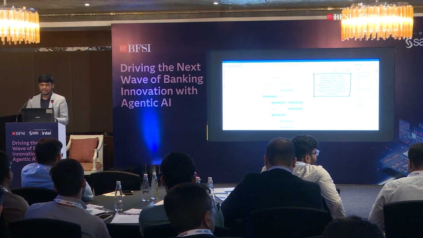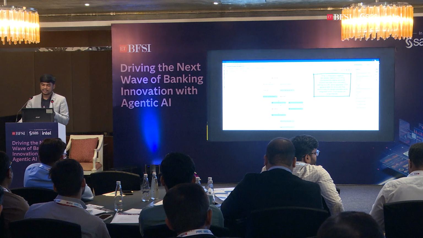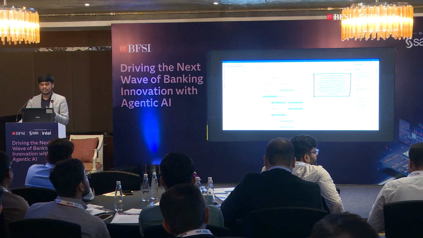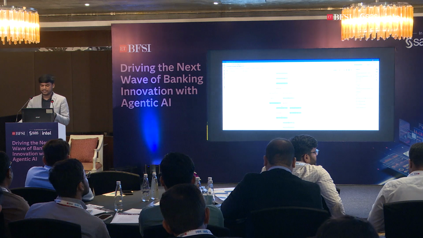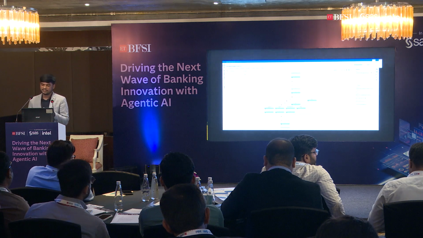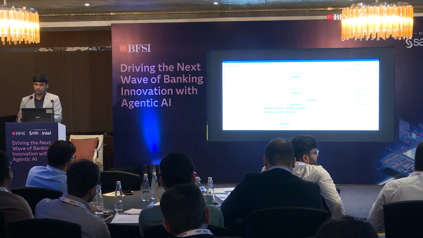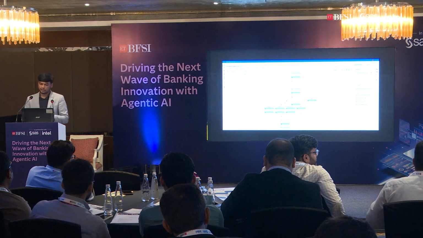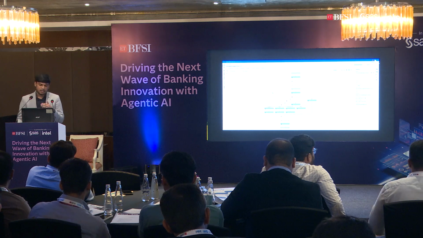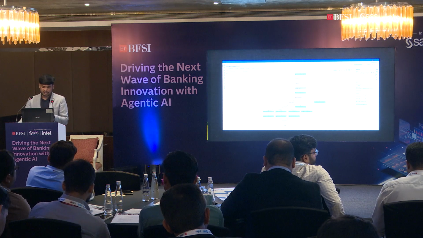That answer goes through a guardrail. The guardrail looks at the policies set according to the bank, and checks whether the answer created by the complaints agent is correct according to policy or not. If not, we regenerate it. After that, we can go into the churn agent.